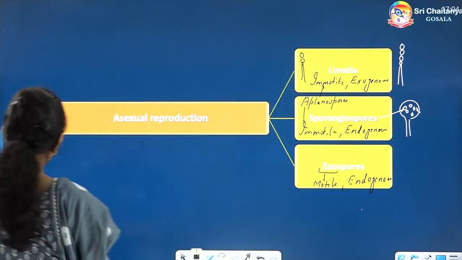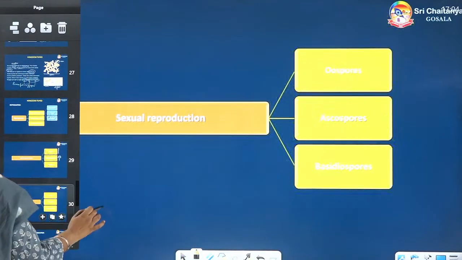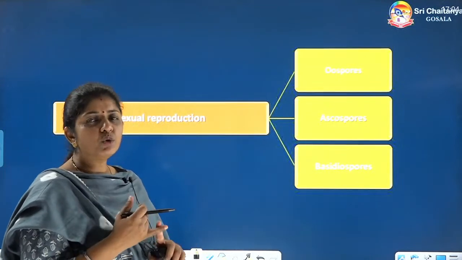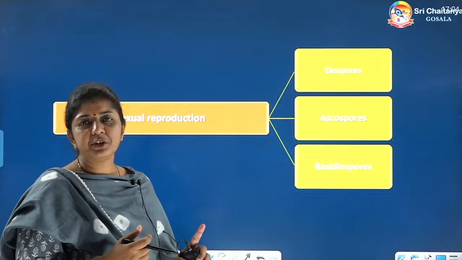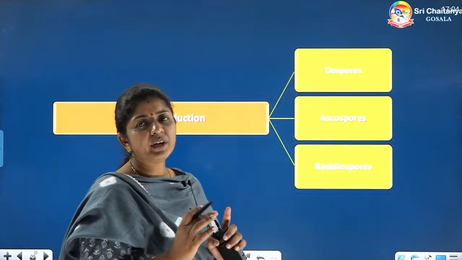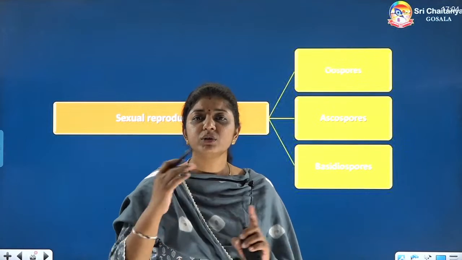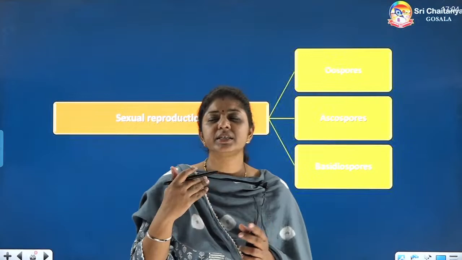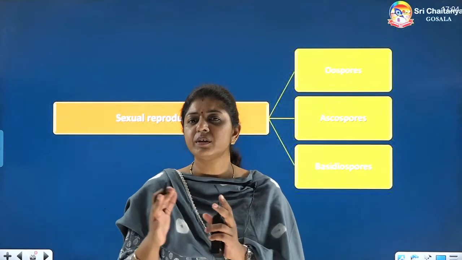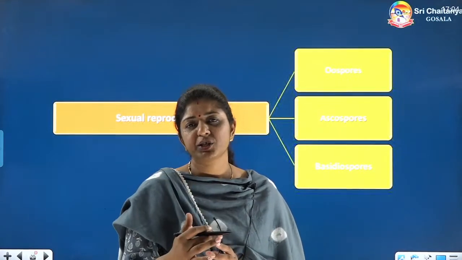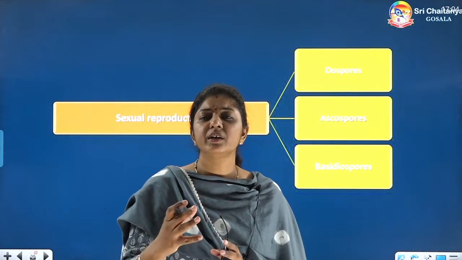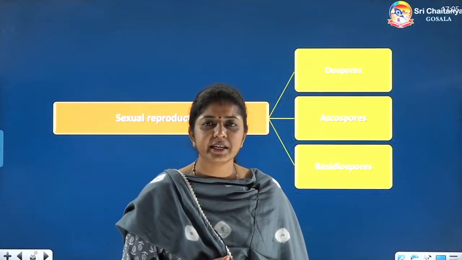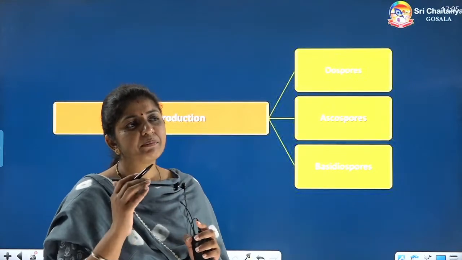Fine. Now coming to the sexual means of reproduction, here it is mainly by these three types: oospores, ascospores and basidiospores. You have to retain the names of these, how they form, and their basic structure inside, where they will form. This is still much more in depth. At least you should know in the beginning, in the bridge course, the names of the spores which are formed after the sexual reproduction. Is that clear? So at least the names must be known to you.